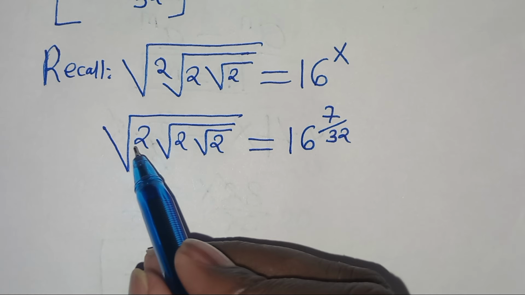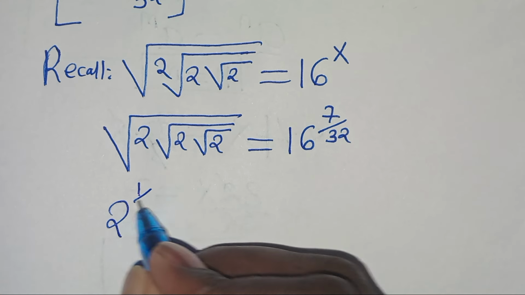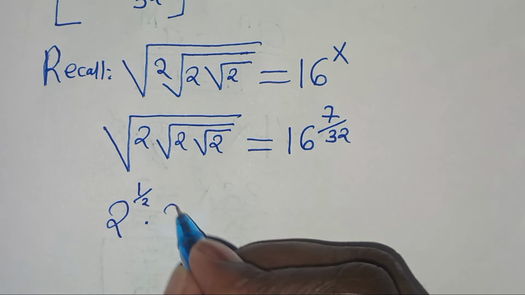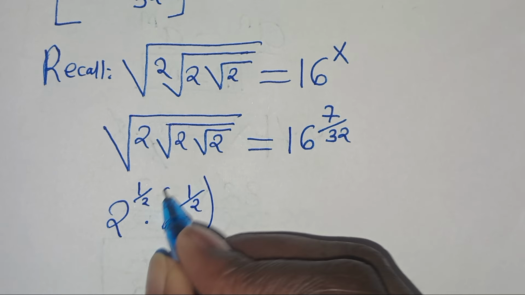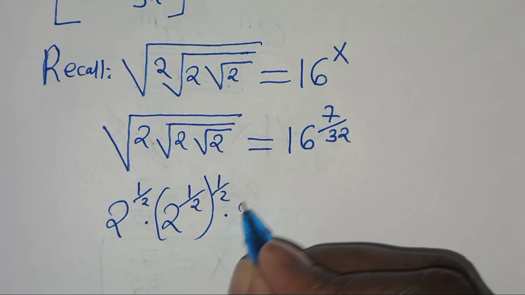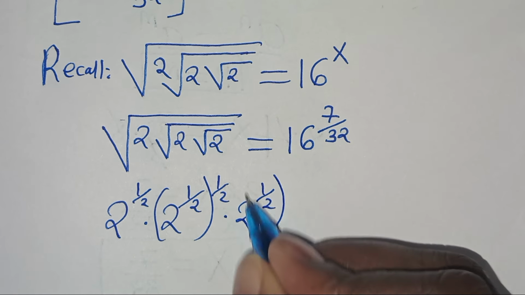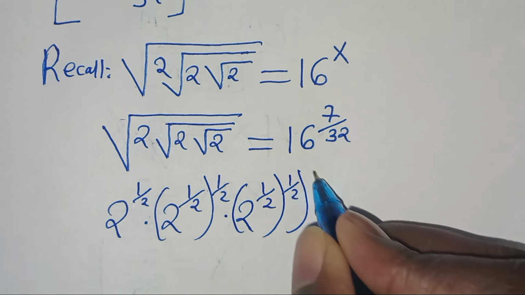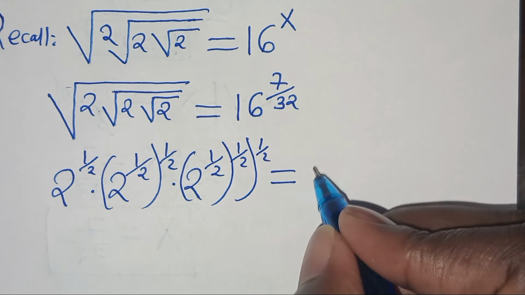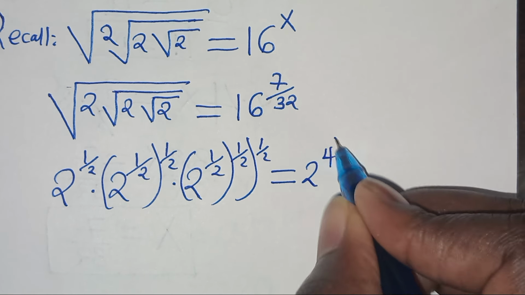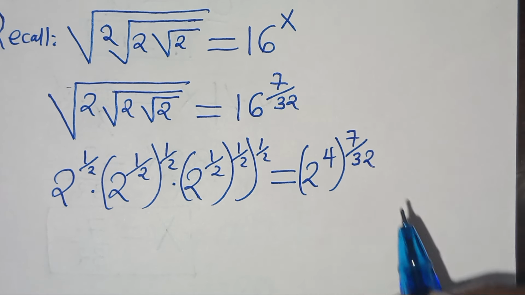Now, we can express this single square root of 2 as 2 to the power of a half times 2 to the power of, we have 2 square root signs here, so this is a half raised to the power of a half, then times 2 to the power of, we have 3 square root signs, a half raised to the power of a half, then raised to the power of a half. This is equal to 16, which is 2 to the power of 4, then raised to the power of 7 over 32.